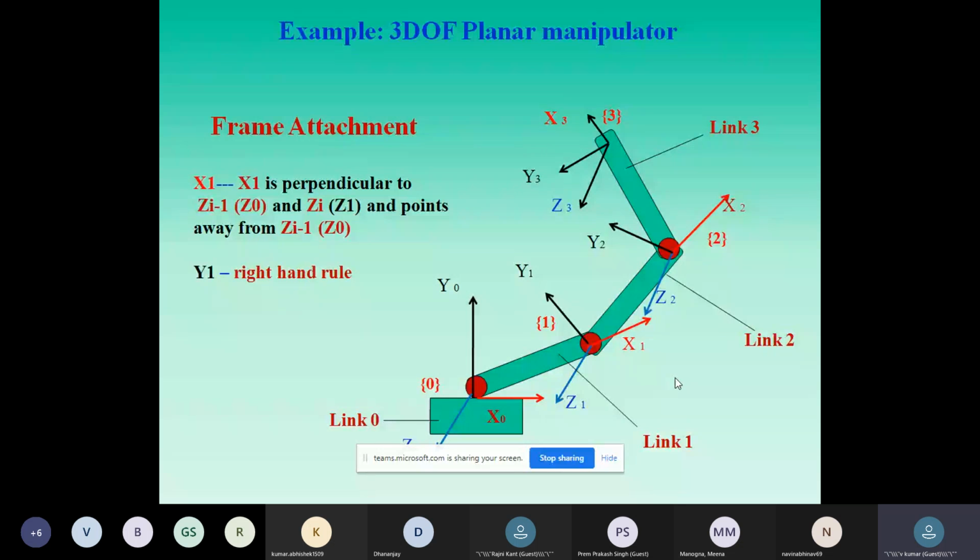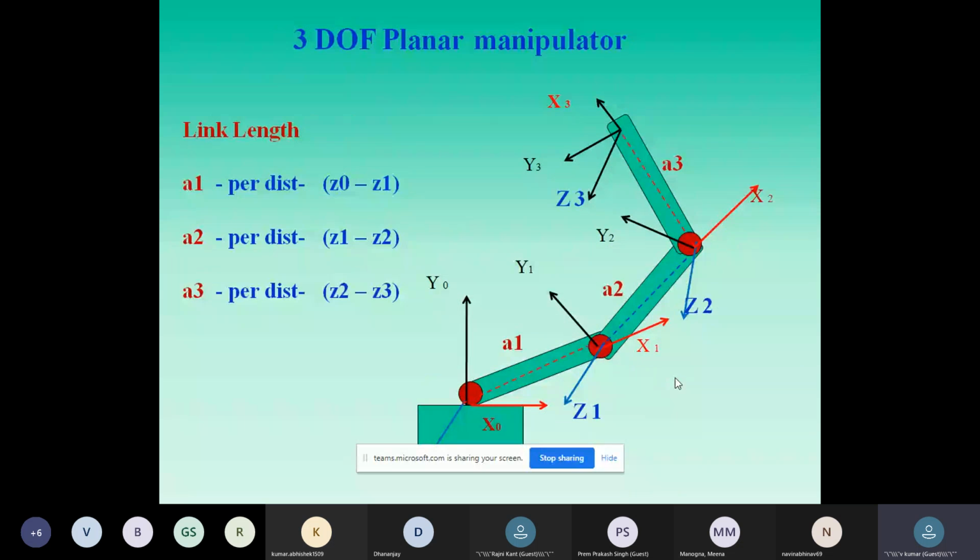Simple. Okay? Yes, sir. Then we attach the frame. Now our task is to define and evaluate each parameter. How will we evaluate them? Because each parameter depends on the frames, on how the frames are attached.